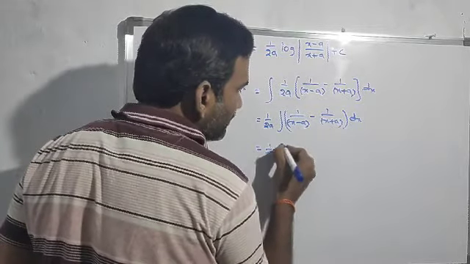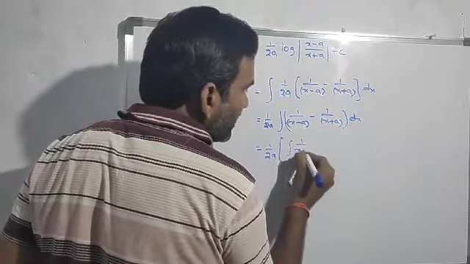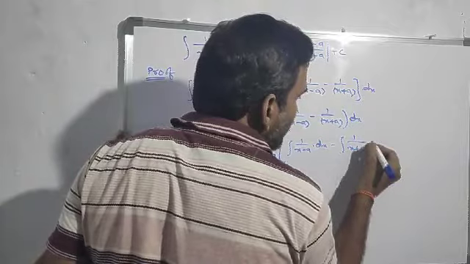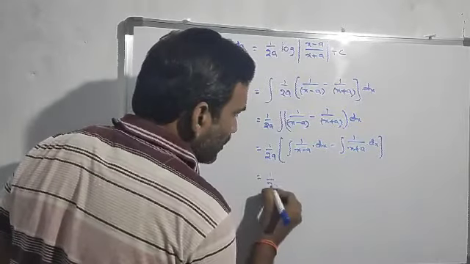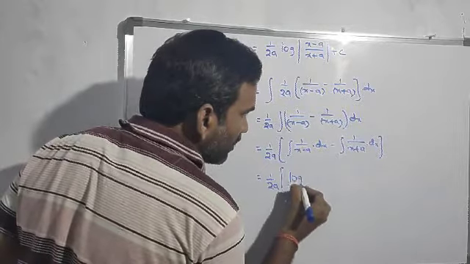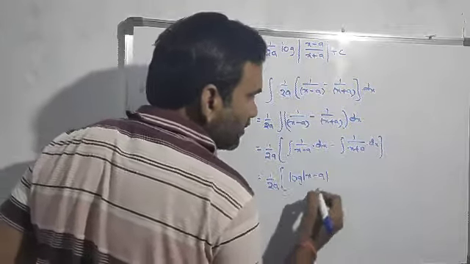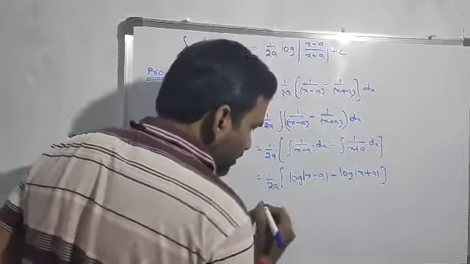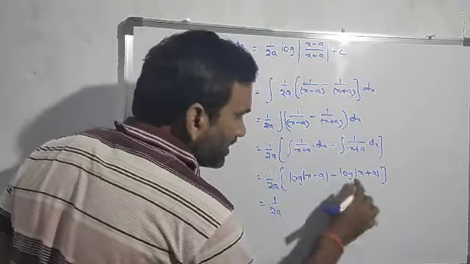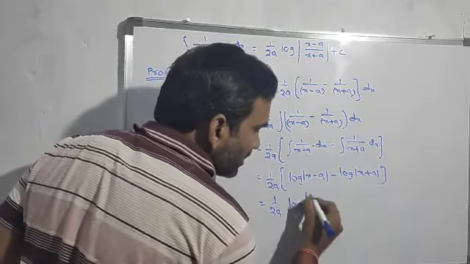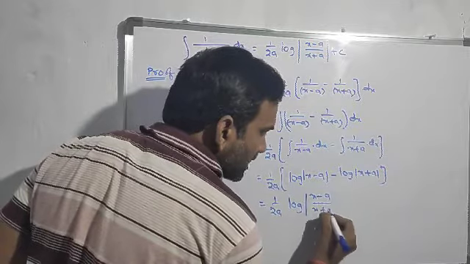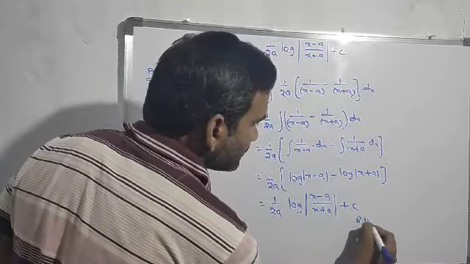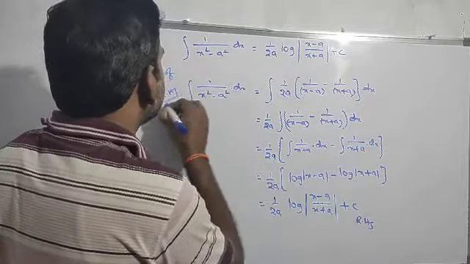So 1 by 2a times integration of 1 by x minus a into dx minus integration of 1 by x plus a into dx. So 1 by 2a, here I get log of modulus of x minus a minus log of modulus of x plus a. Already we know that log a minus log b is log of a by b, so x minus a by x plus a, plus c. So this is the RHS, this is the LHS.